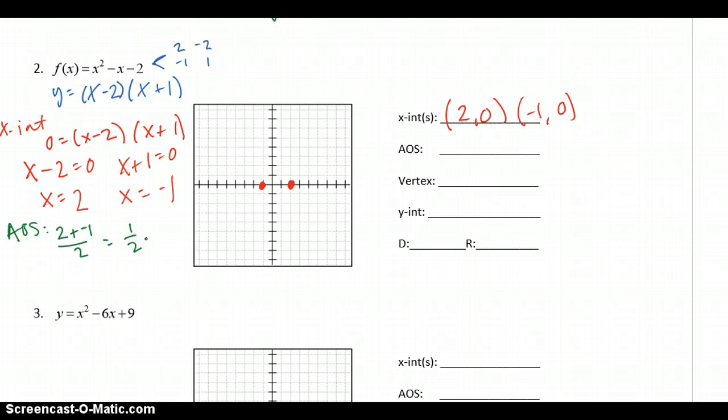So that means my axis of symmetry. Why do you put it over 2? Because I'm finding the average of the two numbers. So if you add two numbers together and divide by 2, it gives you the average. But every time you have to divide by 2? If you're trying to find the average.